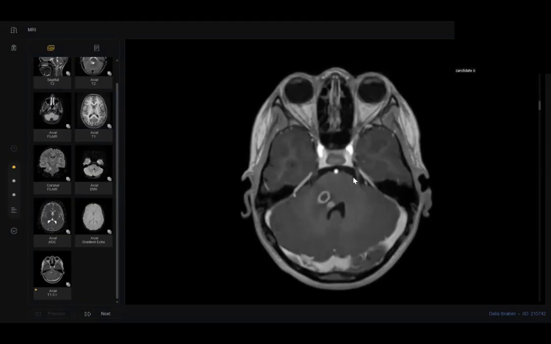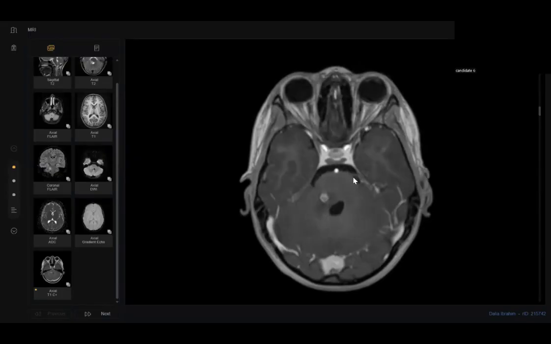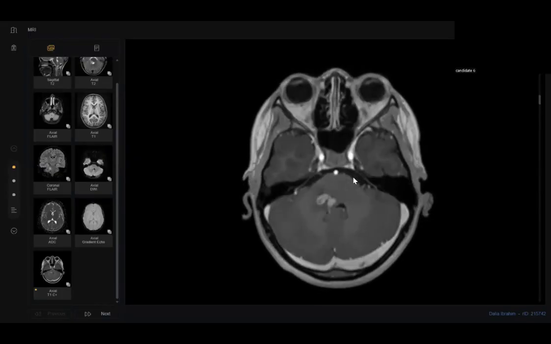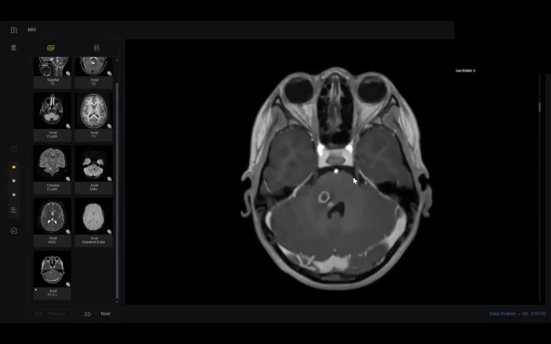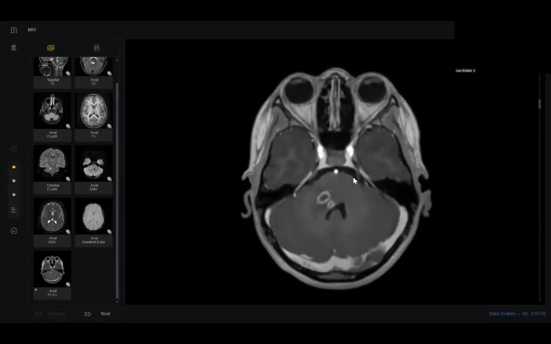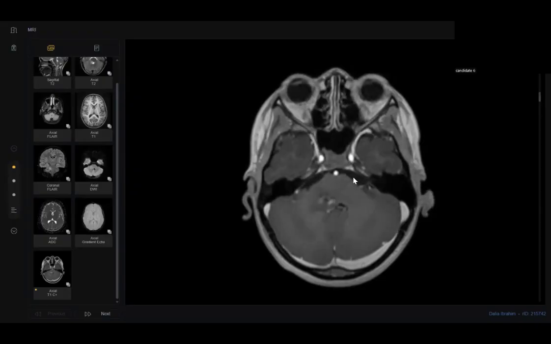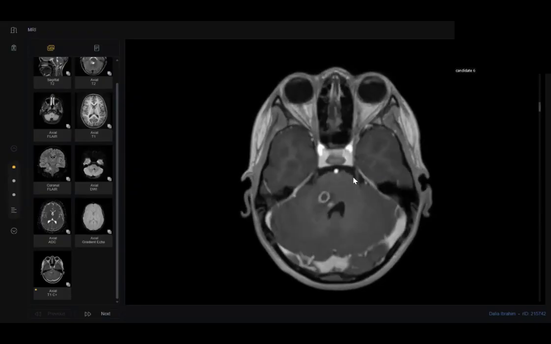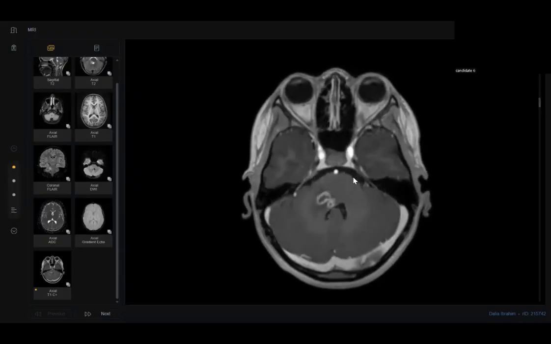Is it possible for metastasis to occur in a child? Sir, metastasis is less common. Okay. What else? It can be a tuberculoma. Okay. So what will you do next?